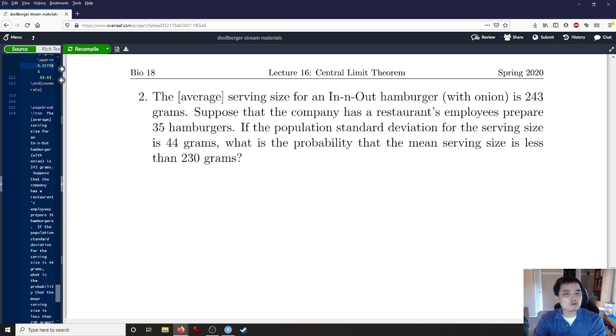So this is a quality control situation. We're simulating the process where an inspector comes by, their own company inspector, and is making sure that the hamburgers are not too small.